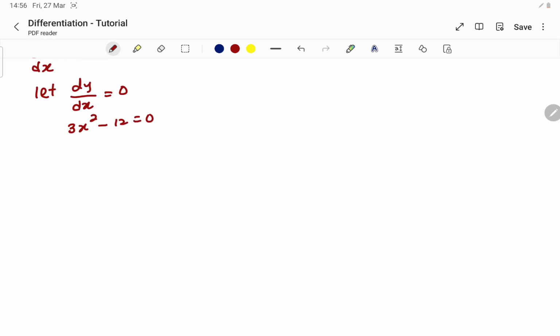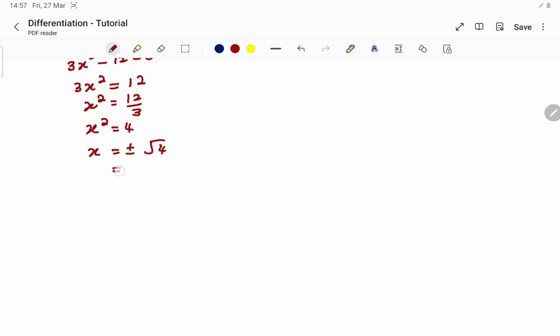From here you factorize it, you will get 3x squared equal to 12, then x squared, 12 divided by 3, x squared becomes 4. Then to find x, plus minus square root 4 becomes plus minus 2. So by right, your x is equal to negative 2, another one is 2. And then here you get 2 values of x, then you can find y.